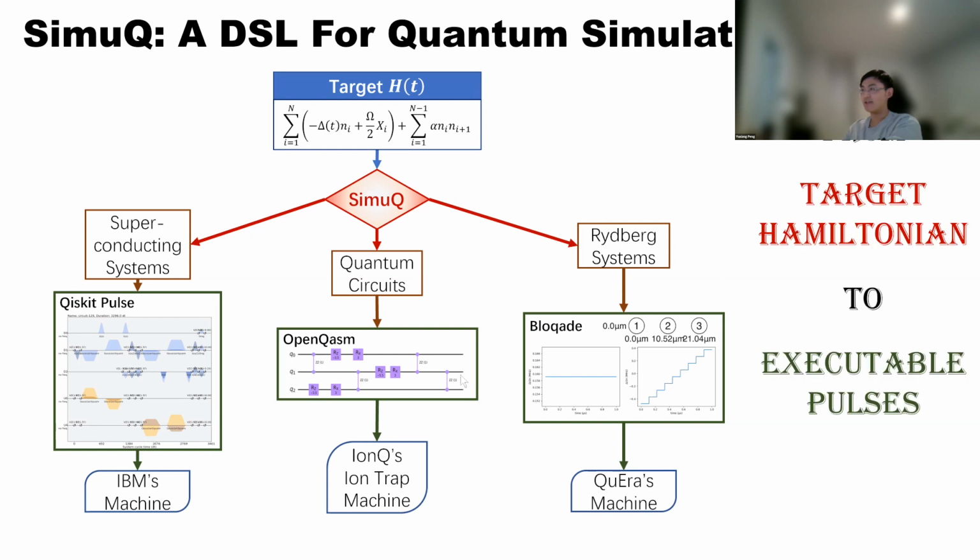So the overall idea here is that we want a framework that directly transforms the target Hamiltonian to executable pulses. The front end only needs to provide the Hamiltonian they would like to simulate in a very easy way, and all the other things can be automatically done by the SimuQ compiler and other transpilers. The result is executable pulses that you can directly send to the hardware providers. And this whole framework is cross-platform. You can send to superconductor systems, Rydberg systems, or other systems that support pulse-level control.